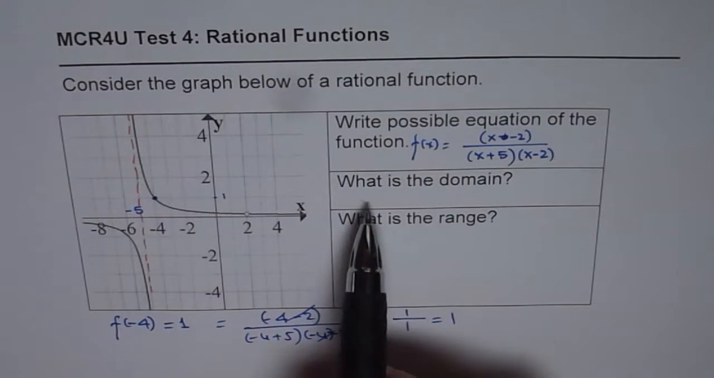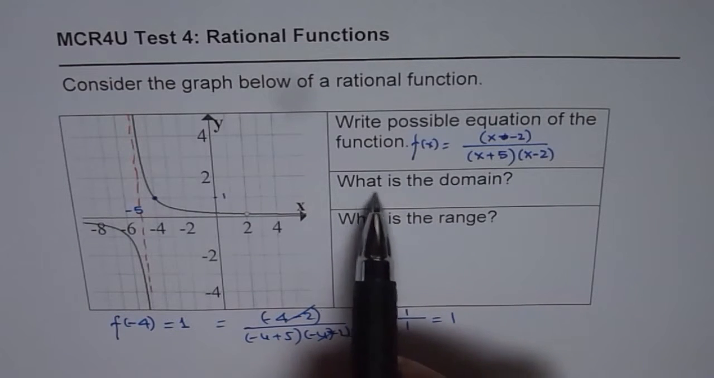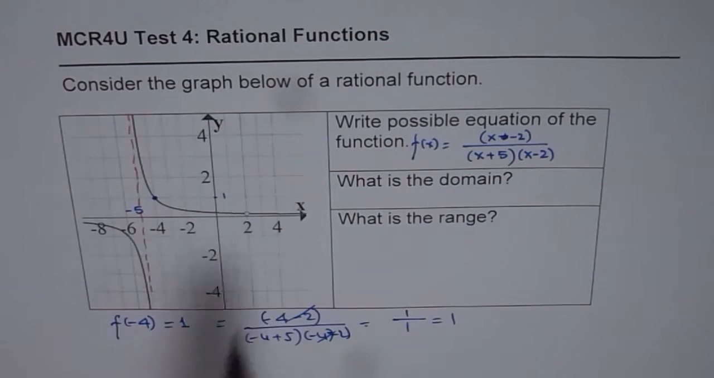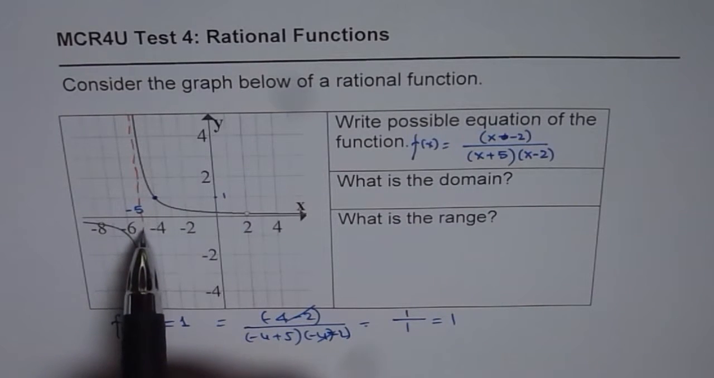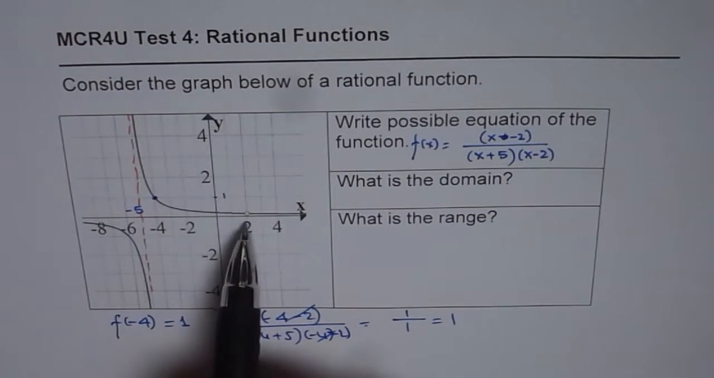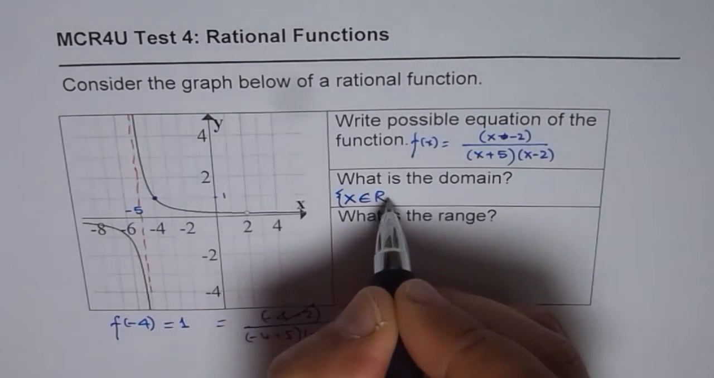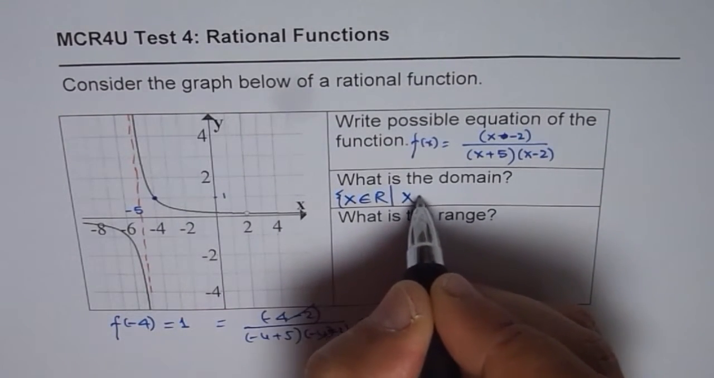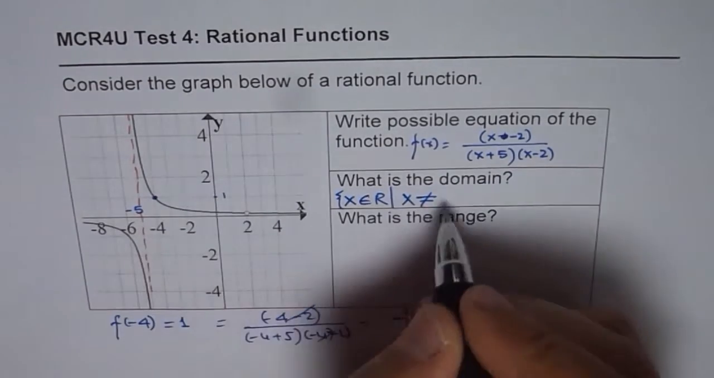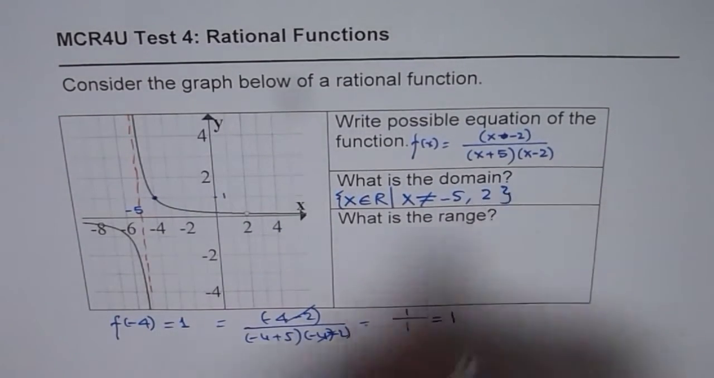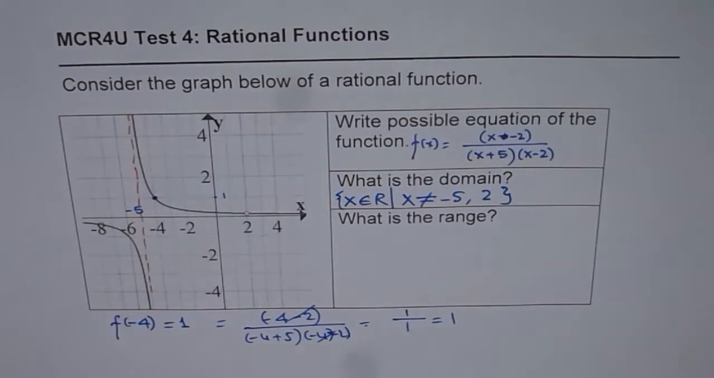Now let's look into the other parts, which are: what is the domain of the function? The domain of the function is all real numbers except the points where we have a vertical asymptote and a hole. So we can write the domain of the function as x belongs to real numbers where x is not equal to minus 5 and 2. Perfect. So that becomes the domain of this function.